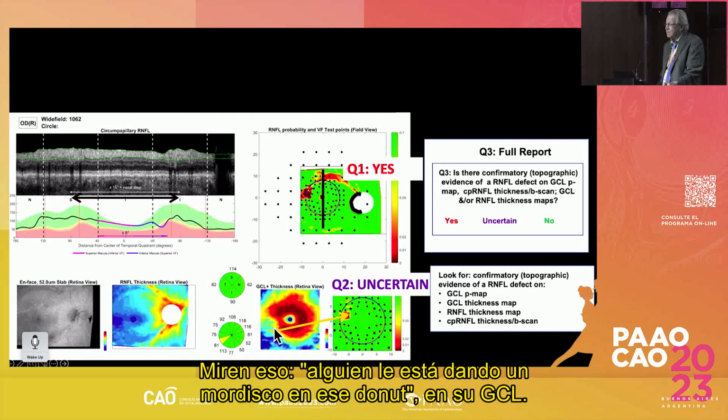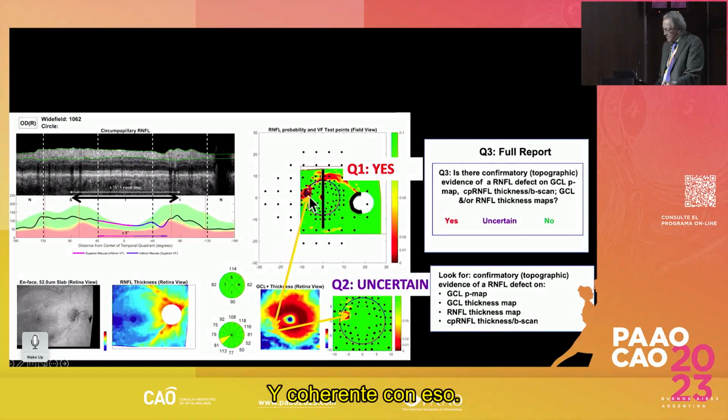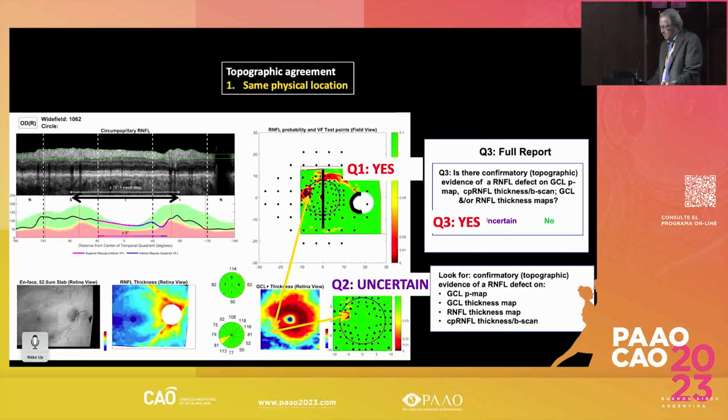Look at that. Someone's taken a bite out of that donut. That's your ganglion cell layer. So this defect here is what this was hinted at, right? And it's consistent with that. So you're done. This is optic neuropathy consistent with glaucoma. And you can go through the checklist.